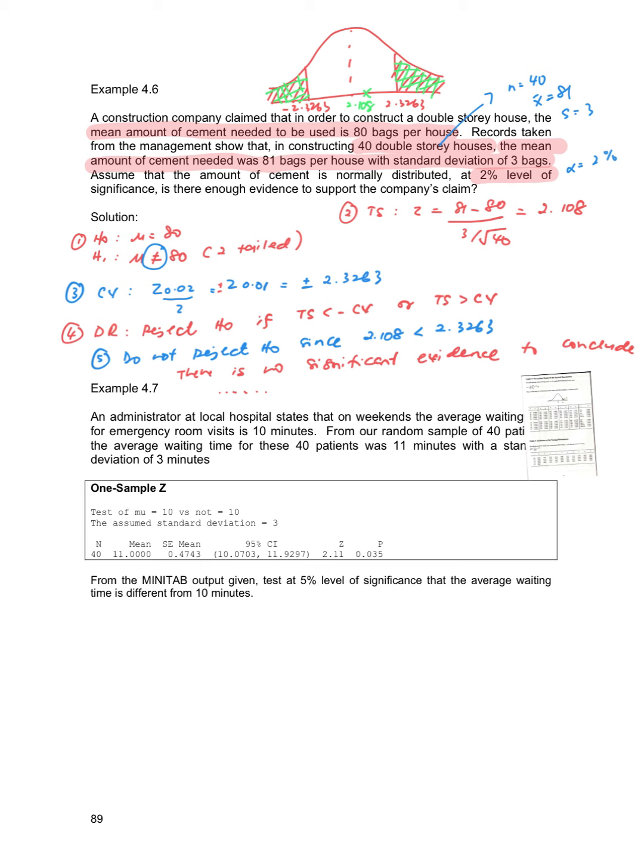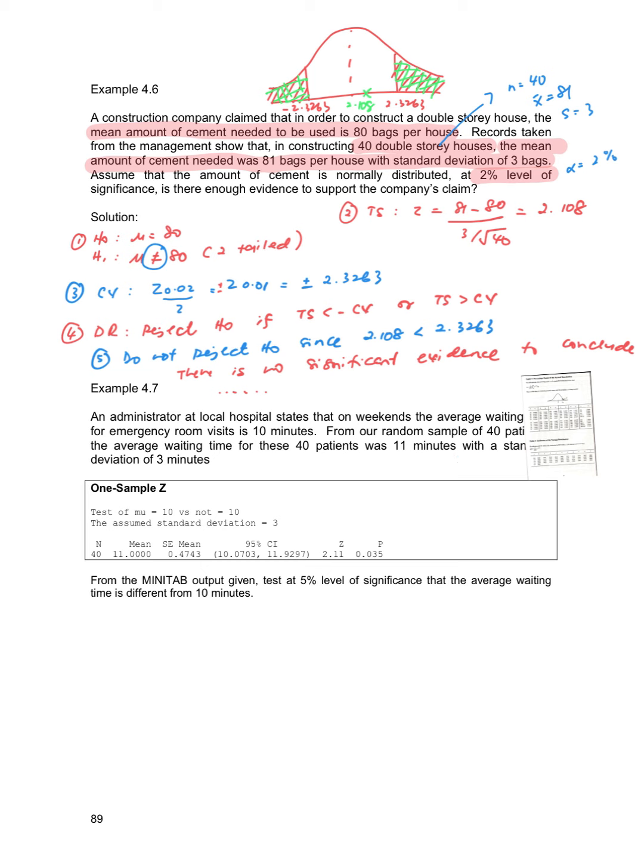Okay, look at example 4.7. An administrator at a local hospital states that on weekends the average waiting time for an emergency room visit is 10 minutes. From our random sample of 40 patients, the average waiting time for these 40 patients was 11 minutes with a standard deviation of 3 minutes.